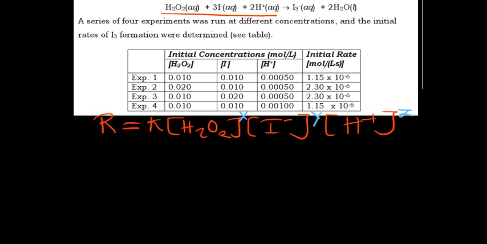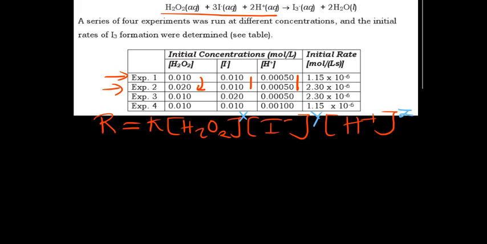Okay, so the easiest way to handle finding the very first one is to look at a case where the other two are going to be constant. So if I observe experiments 1 and 2, I can see that the first one is changing, then the other two are what? Are constant. Can you see that? Have you made that observation?